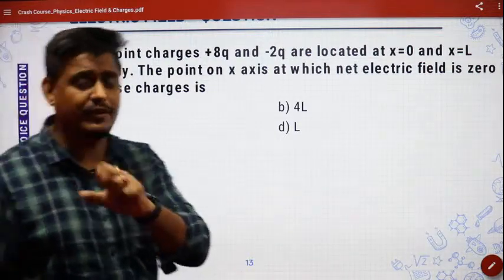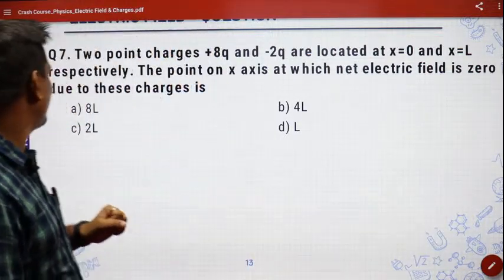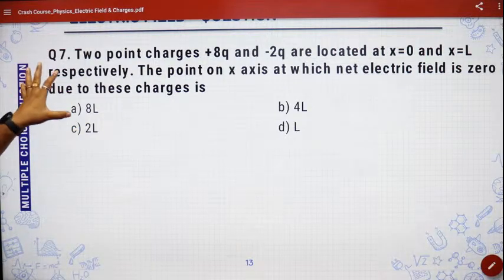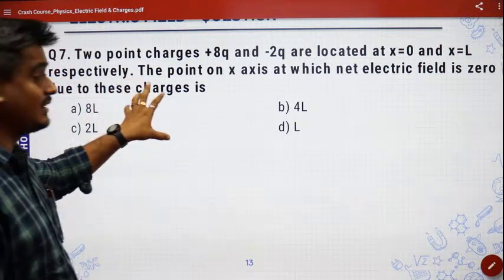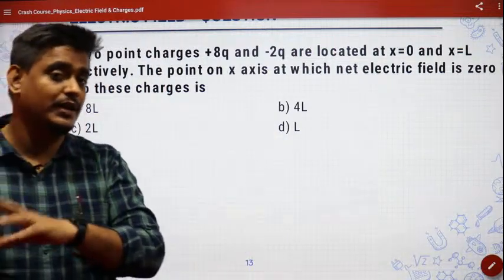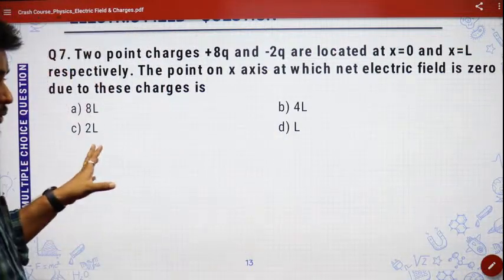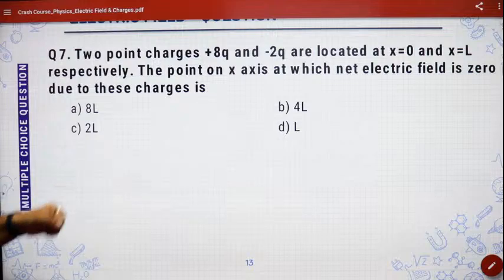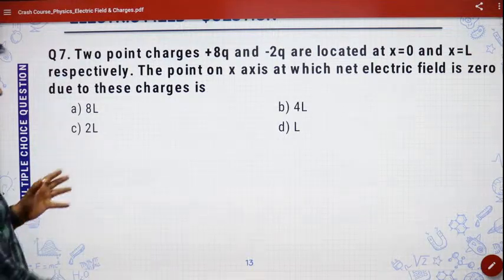This kind of question is very common. If I'm right, this question has been taken from the sample paper given by the CBSE this year. CBSE has given a sample paper for 2020-21, and in that, this question is there. So it is a very important question, but a very simple one.